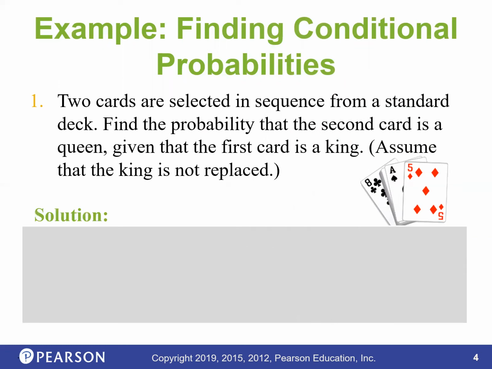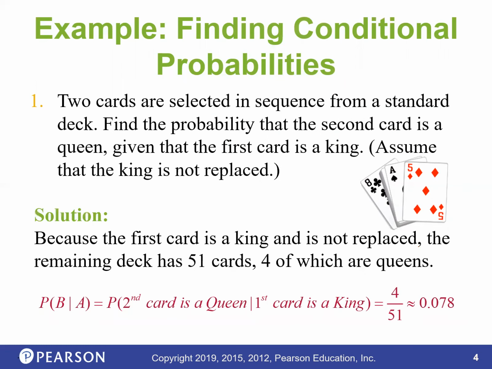That's all. So what we do is we say, okay, that is the case. We got to think about this here in our minds. So the first card was a king. It was not replaced. We didn't put it back. So we're missing a card now. That means we only have 51 cards left. That's our bottom number now. And then we still have the 4 queens that are still left. So in this case, it's 4 out of 51 or 0.078.